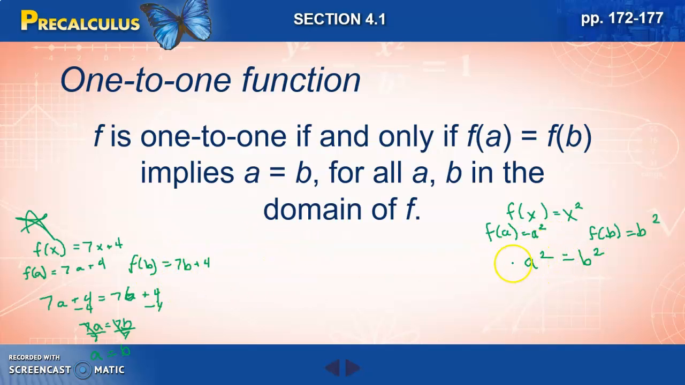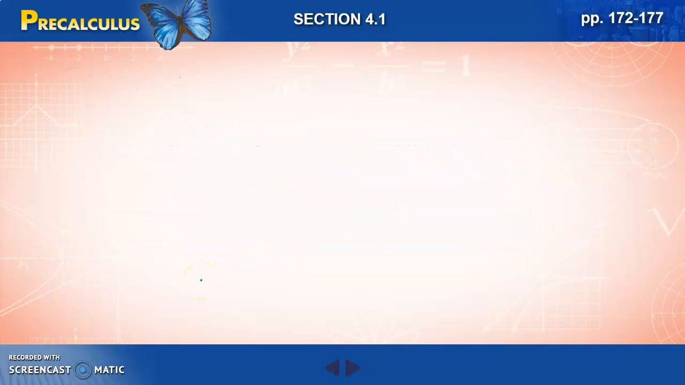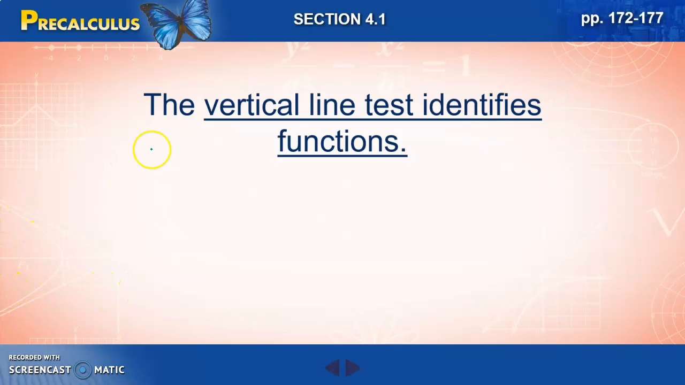To undo my square, I'm going to take the square root of both sides. And what I get is that the square root of a squared is plus or minus b. So I could get that a equals negative b or a equals positive b. And if we put numbers in there, I could get 2 equals negative 2, and we know that that's not the case. So x squared is not a one-to-one function. All right, so that's our definition of a one-to-one function.